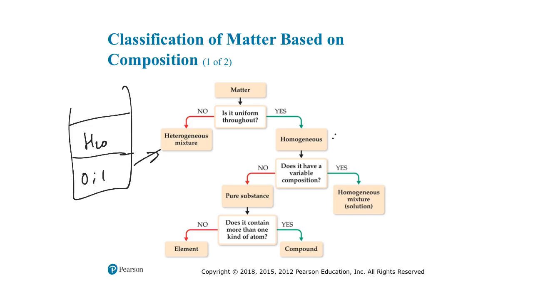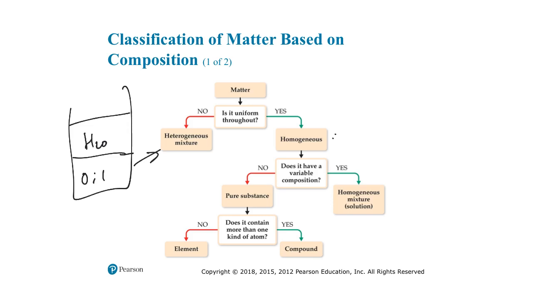Then another question we might ask is, does it have a variable composition? Now this usually is not something you're going to answer just by looking. If you had a clear liquid, you would really be none the wiser if that was pure water, or maybe water mixed with alcohol. Maybe it's brine, which would be salt dissolved in water. So if you just had a clear solution and you're just looking at it, you really couldn't tell with the naked eye all the time if that was of a variable composition.